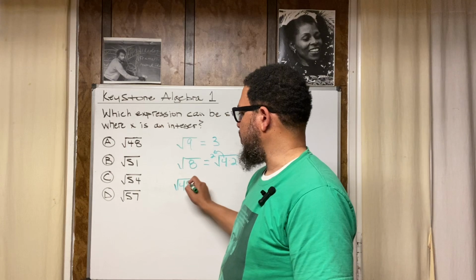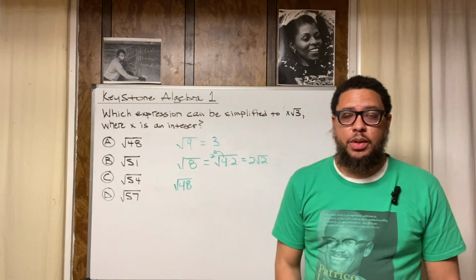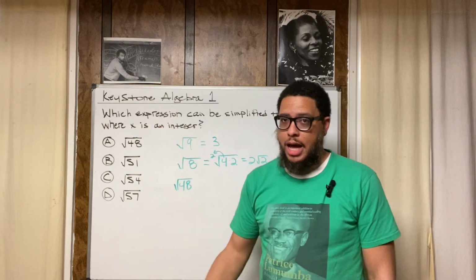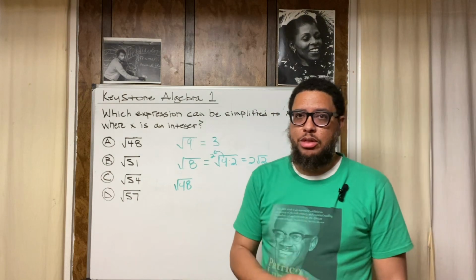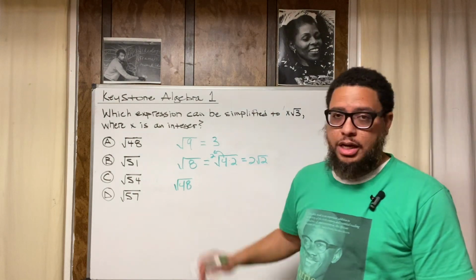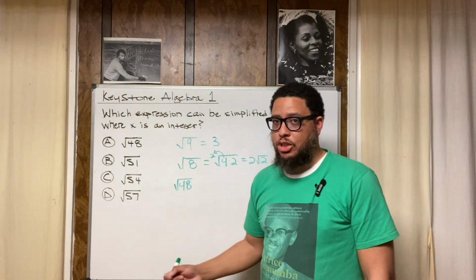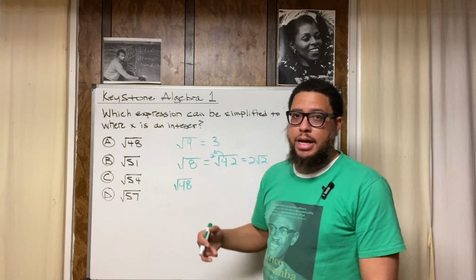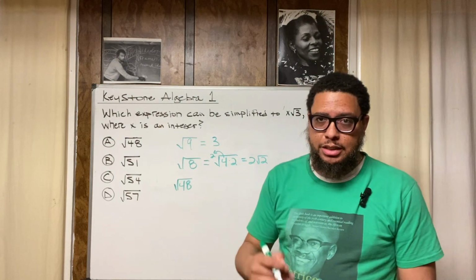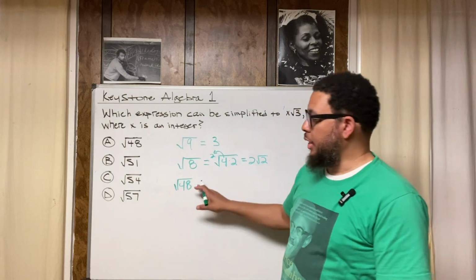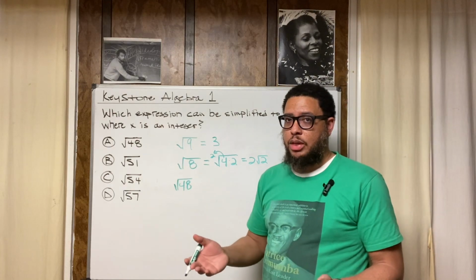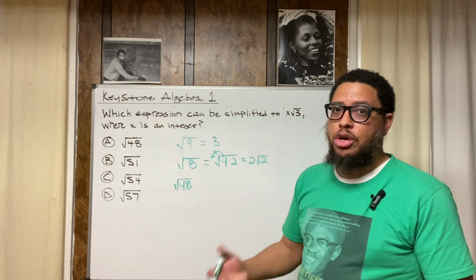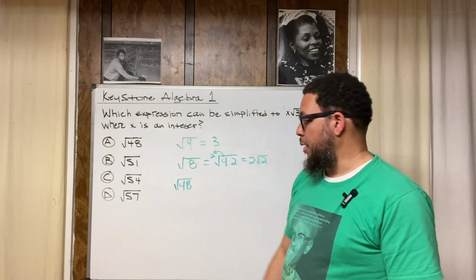All right, now the first question, is 48 a perfect square? The answer is no, it's not. There's no whole number that can be multiplied by itself that will equal 48. 49 is a perfect square because 7 times 7 is 49. Before that, you got 36 because 6 times 6 is 36. 48 is in between 36 and 49. Therefore, that's another reason that you know 48 is not a perfect square.